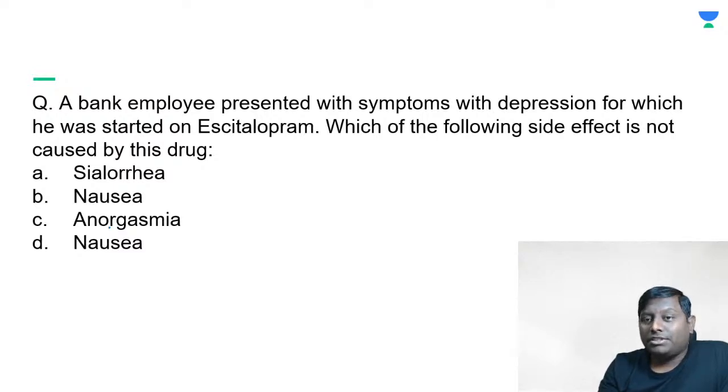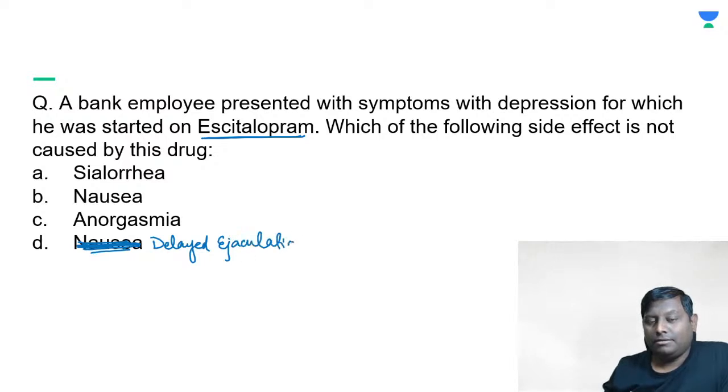Okay, a bank employee presented with symptoms of depression for which he was started on escitalopram. So you should know which class of drug escitalopram is. Which of the following side effects is not caused by this drug? Sialorrhea, nausea, anorgasmia, right? Option D will be delayed ejaculation. Now tell me, with escitalopram, which of the following side effects is not caused by this drug?